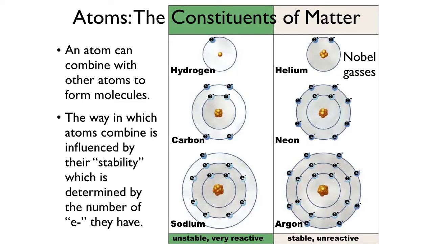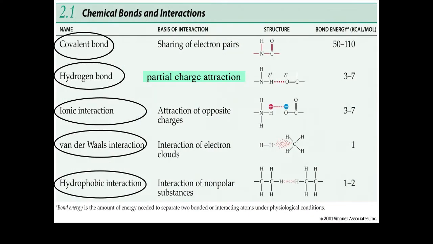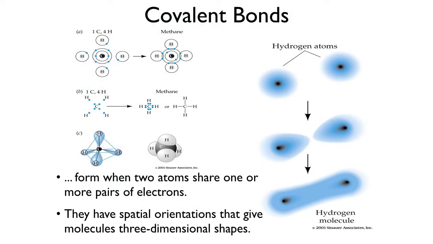So we talked about the likelihood that atoms are going to get involved in bonds, and that's based on the completeness of their outermost shell. And we started discussing different types of bonds. We started off looking at covalent bonds where electrons are shared between atoms.